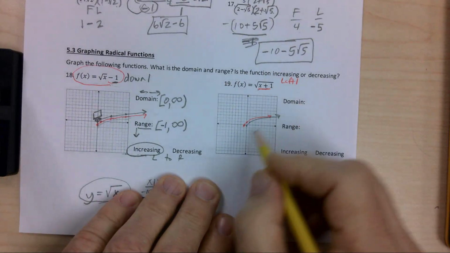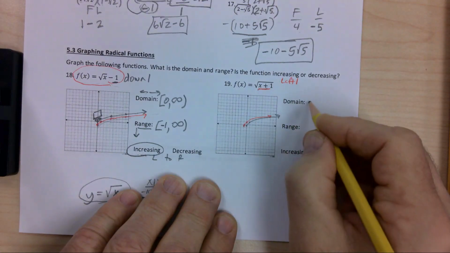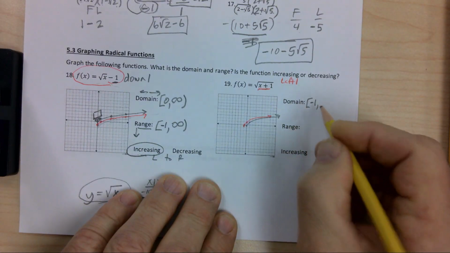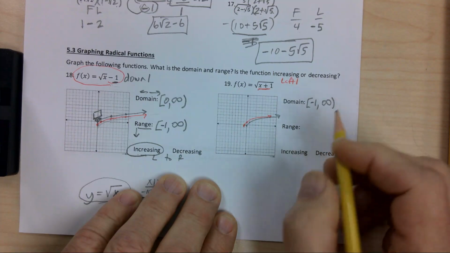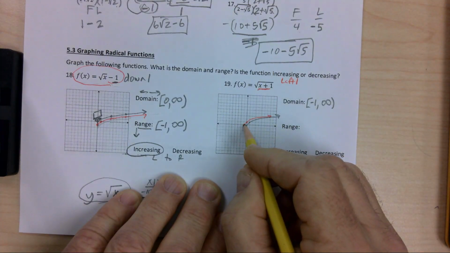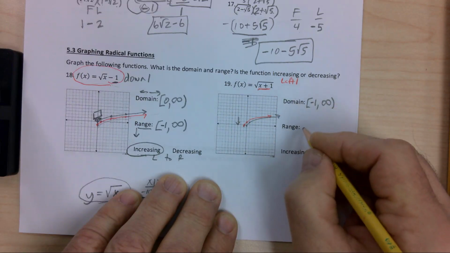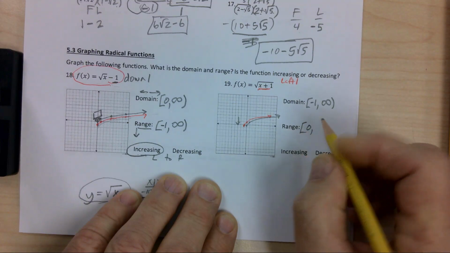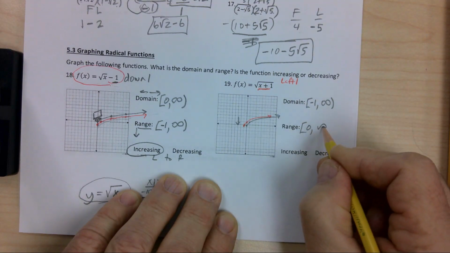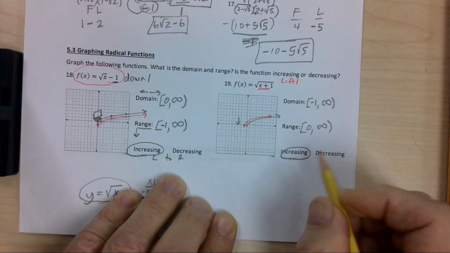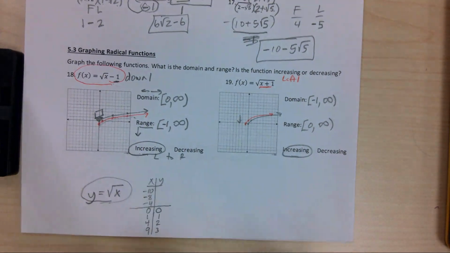How far left does this go? It gets to -1. Bracket. How far right? Forever. How low does it go? This one goes down to 0. It touches the x-axis, so the range starts at 0, and then that also goes up forever. It's also increasing, just like these were increasing.